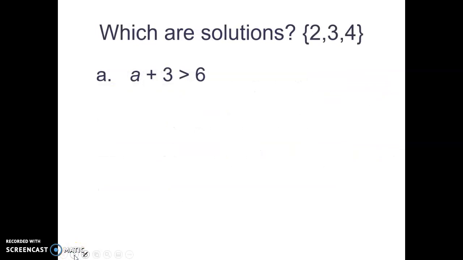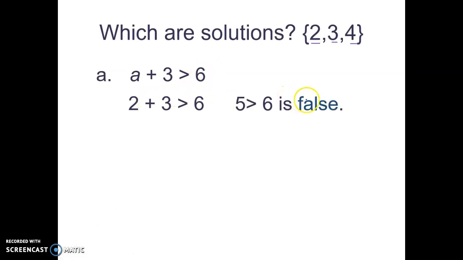Let's take a look at a plus 3 is greater than 6. We're going to plug in these three numbers and see if any of these numbers are solutions. So when we plug in 2, 2 plus 3 is greater than 6, we get 5 is greater than 6. That's not true. Remember, a solution has to be a true statement. So when we plugged in 2, it did not give us a solution.